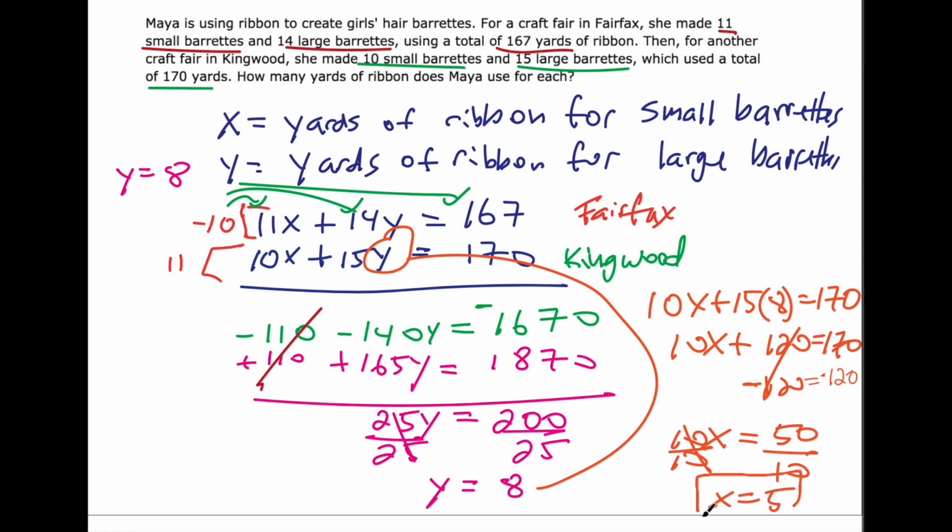All right, so these are our two values, and you just have to make sure you answer the question correctly. So we have here, x is 5. So yeah, there's 5 yards of ribbon for the small barrettes and 8 yards of ribbon for the large barrettes. Okay, next question.